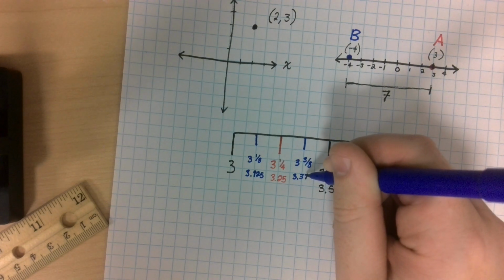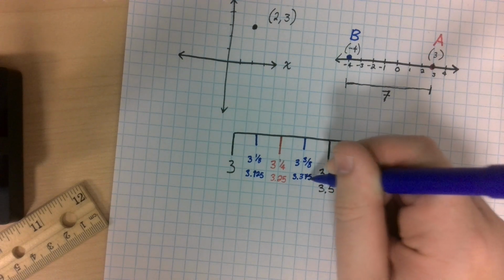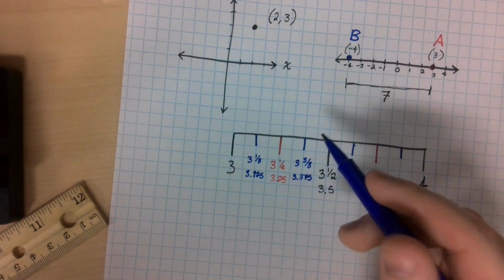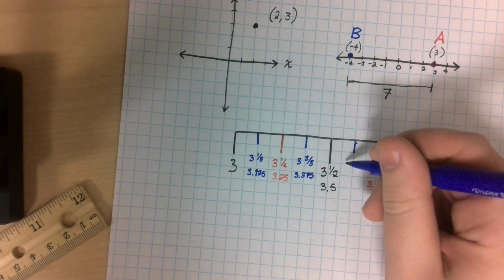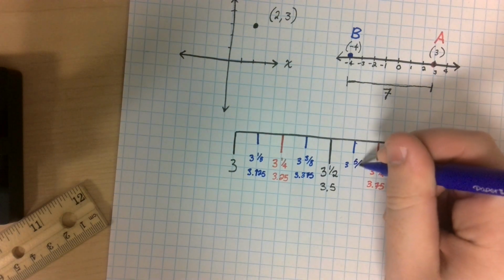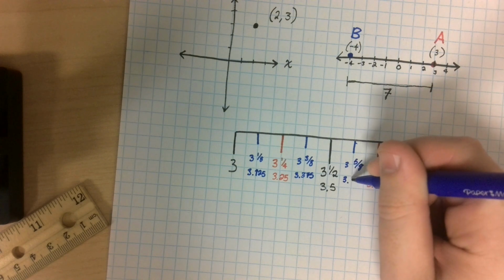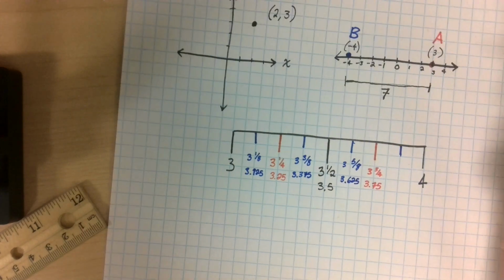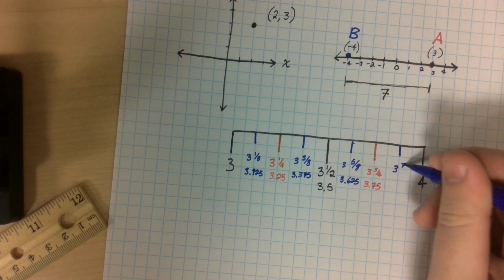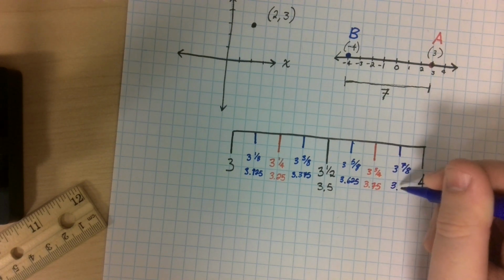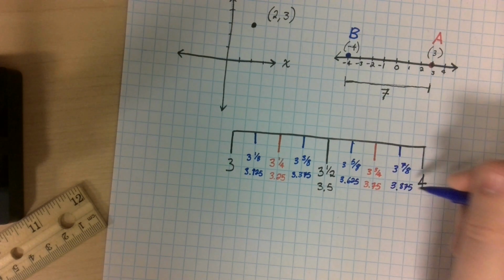Sorry, no, that is correct. 3.375. I had a brain fart. 3 4/8 is right in the middle, because 4/8 is a half. So this must be 3 5/8, which is 3.625. 3 6/8 is 3.75. And 3 7/8 is going to give us 3.875.